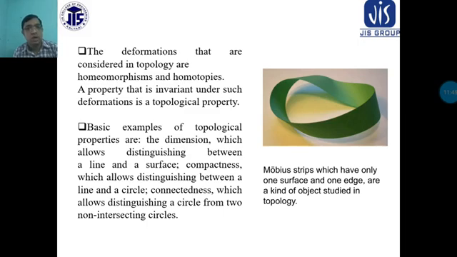You always require this for distinguishing between a line and a circle. Just as a line is drawn, a circle is also drawn, and this will be required for distinguishing between them. Connectedness allows distinguishing a circle from two non-intersecting circles; this will be required for telling the difference here.